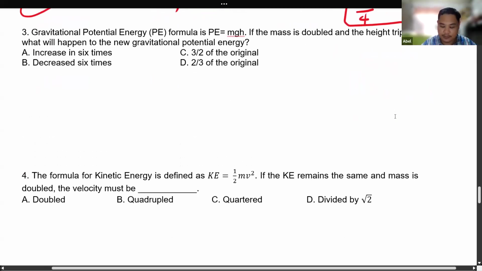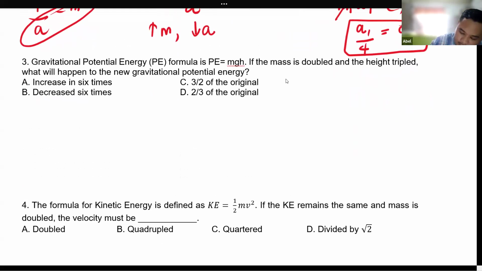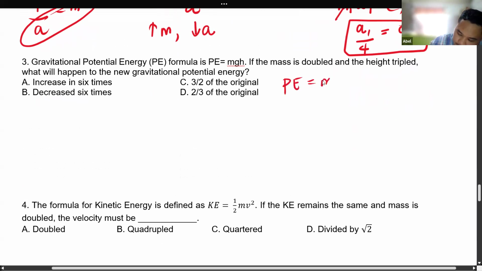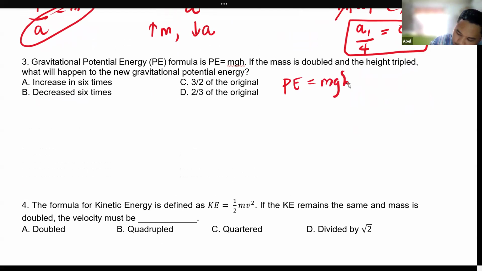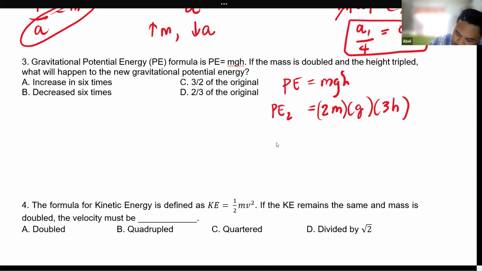Gravitational potential energy is mgh. If the mass is doubled and the height is tripled, what will happen to the new gravitational potential energy? Let's look at this part. PE is equals to mgh. So according to the equation, if the mass is doubled, 2 times mass, and then we also have the g, and then the height is also tripled. So what is our new potential energy here? So our new potential energy here is 6 mgh. And so that would be an increase of 6 times.